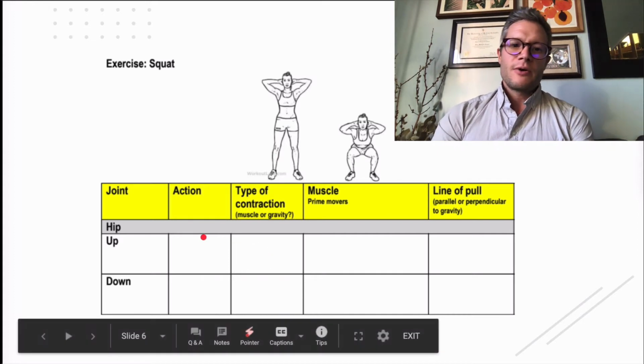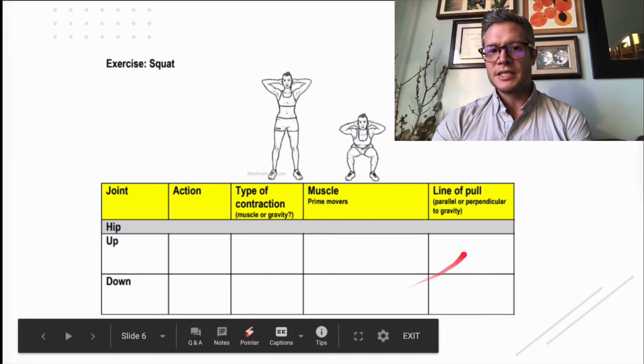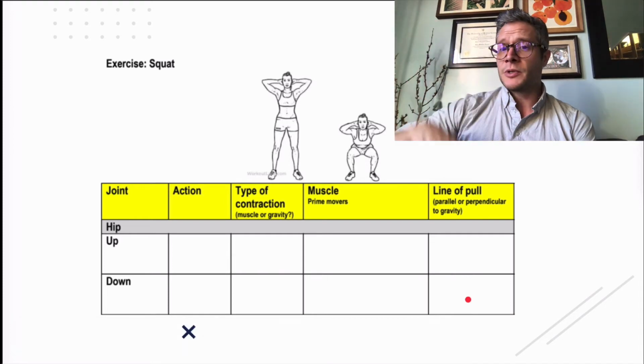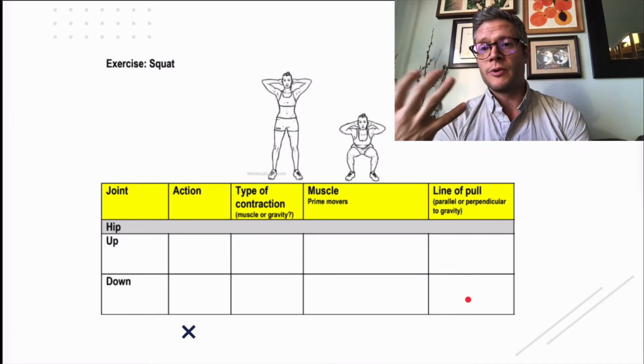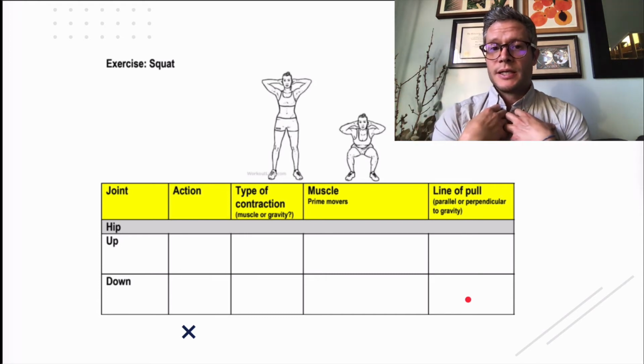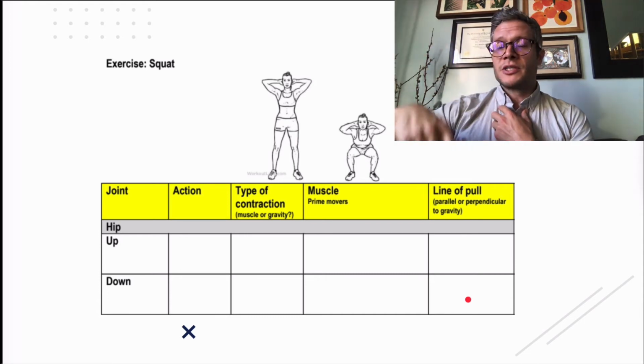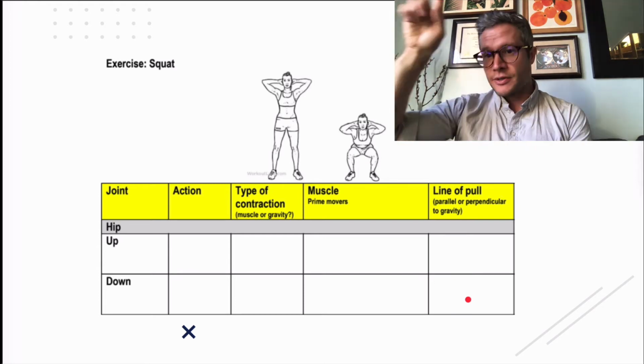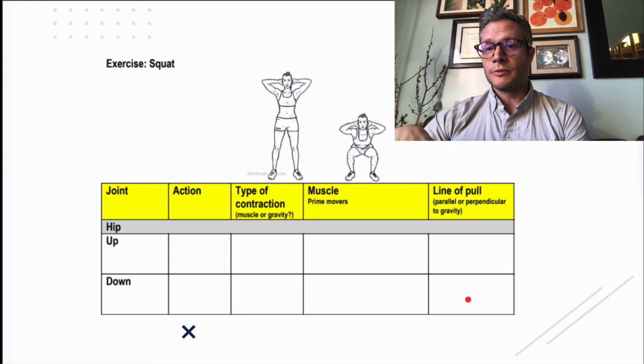We can kind of go any direction, but this most easily relates to line of pull, okay? So parallel or perpendicular to gravity. Gravity is what's producing the resistance on whatever we have, the weight in our hands or the weight of our bodies. And we know gravity is always pulling down, and it's a vertical line of pull when you're relating it to gravity.